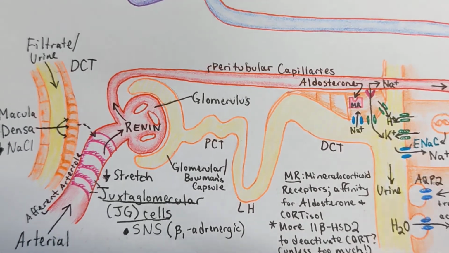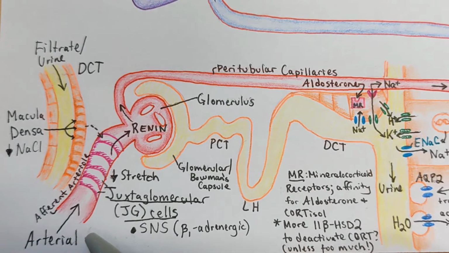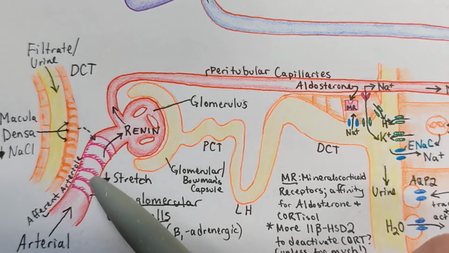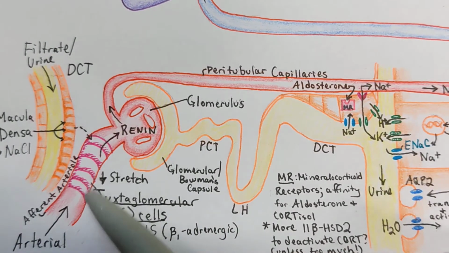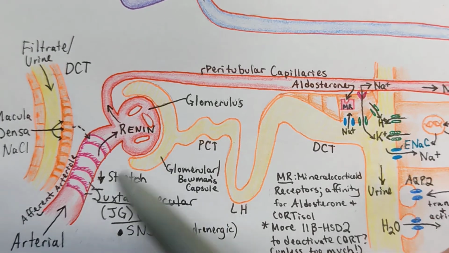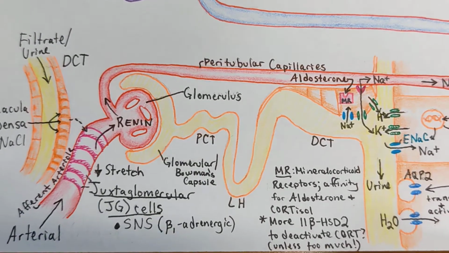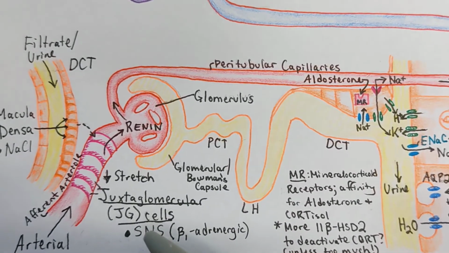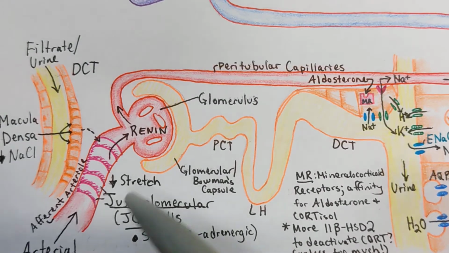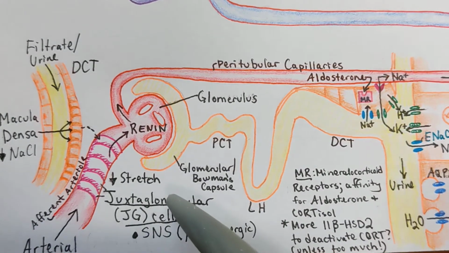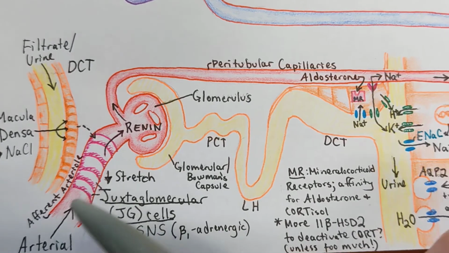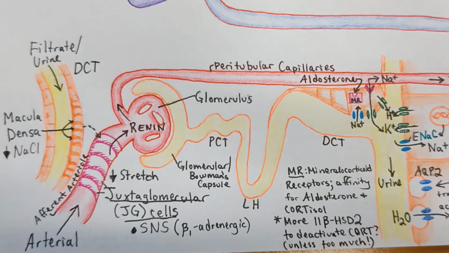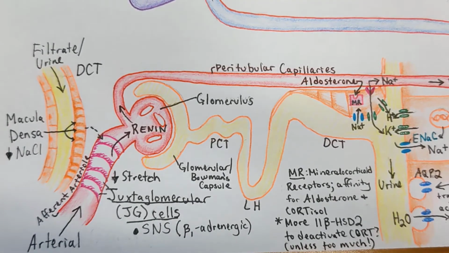Anyway, first, when there is low blood pressure, that incoming blood, arterial blood in the afferent arteriole, is going to stretch mechanoreceptors lining the arterial wall. These mechanoreceptors are called juxtaglomerular cells, JG cells, also called granular cells. This reduction in stretch is going to trigger the JG cells to release renin into the blood. And that's going to be a major piece of this puzzle. It's going to trigger a larger systemic response.